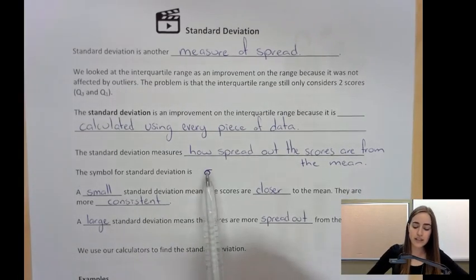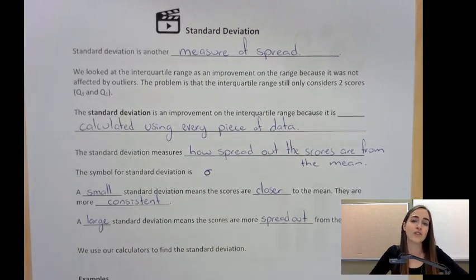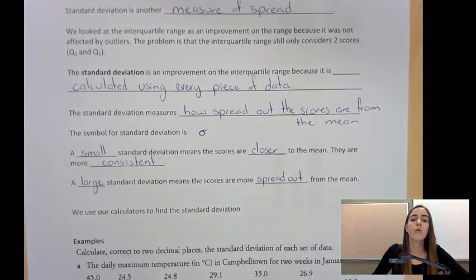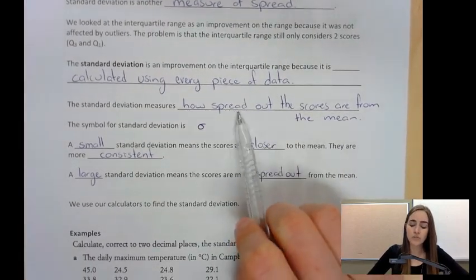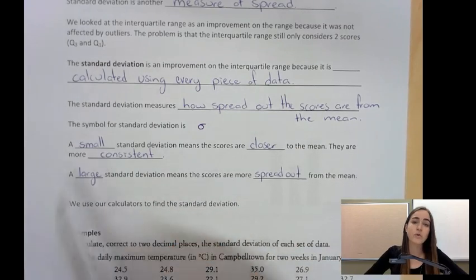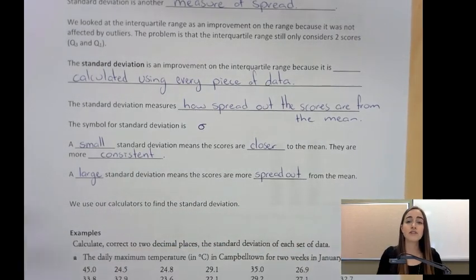The symbol for standard deviation is a lowercase Greek letter sigma, which looks like a little o with a flick on the top. What the standard deviation tells us, because we're talking about how spread out the scores are from the mean, is this: if we've got a small standard deviation, that means that the scores are closer to the mean, and we can say that the scores are fairly consistent. If we've got a large standard deviation, that means that the scores are really spread out from the mean, and it means they're less consistent.